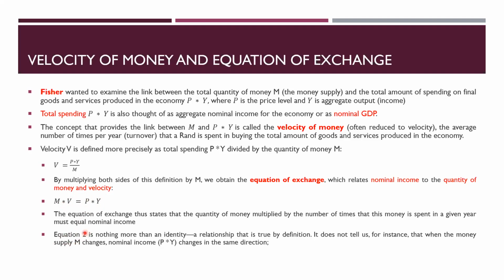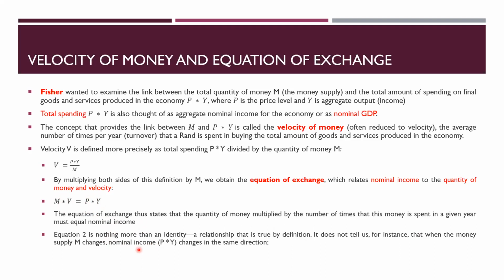So equation 2, I forgot to indicate that this is our equation 2, is nothing more than an identity, which is a relationship that is true by definition. It doesn't tell us, for instance, that when the money supply M changes, nominal income P times Y changes in the same direction. So it's just an identity, but at the moment we don't know how M is related to PY or how price is impacted by the left-hand side. But that's what we are going to see in the following slides.